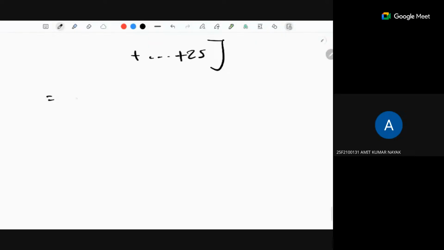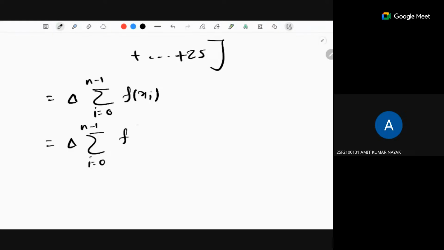So if you do it this way, that will be delta summation, i ranging from 0 to n minus 1. We can also take 1, and this will be f of xi, right? So that is delta summation, i ranging from 0 to n minus 1, and this is f of, we have to multiply i over here, right? Or I can go from 1 to n for the right Riemann sum.